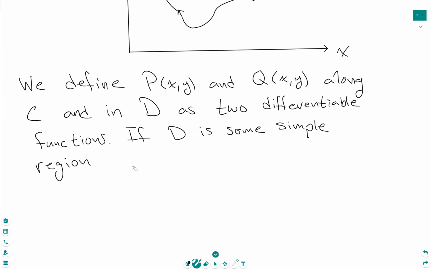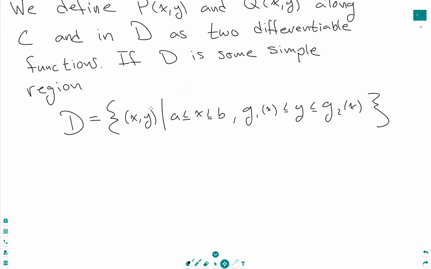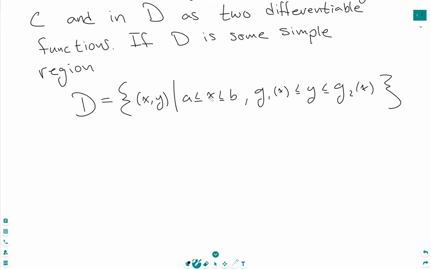That if D can be written as the set of all points X and Y such that X is bounded by A and B, and then Y is bounded between two functions of X, G1 and G2. Or we could do vice versa. But let's stick with, maybe we could write it like this. It works the other way as well.